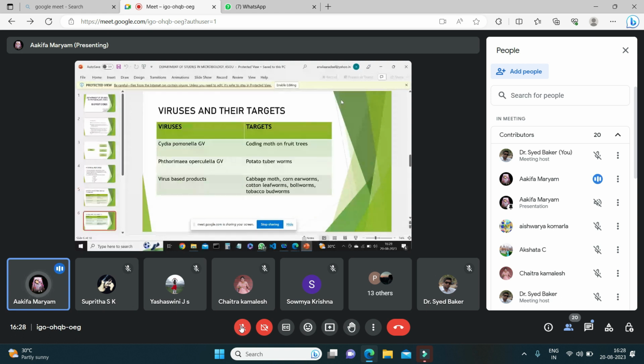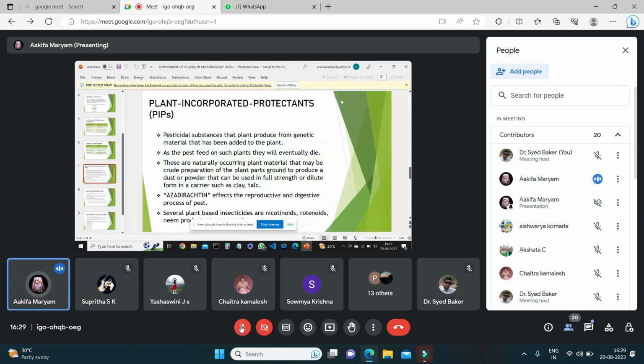Some of the viruses and their targets. Cydia pomonella GV targets codling moth on fruit trees. Thaumatotibia operculella GV targets potato tuber worms. Virus-based products also target cabbage moth, corn earworms, cotton leafworms, bollworms, and tobacco budworms.